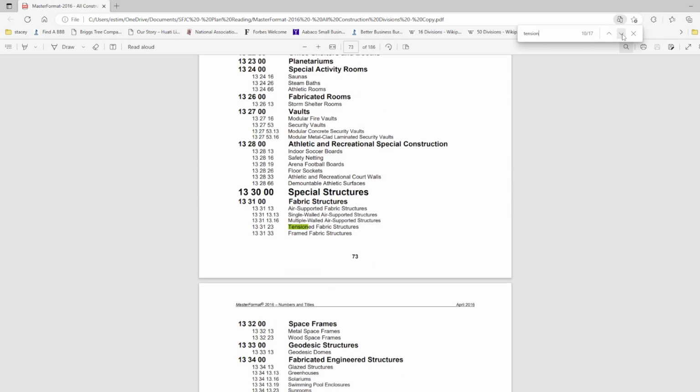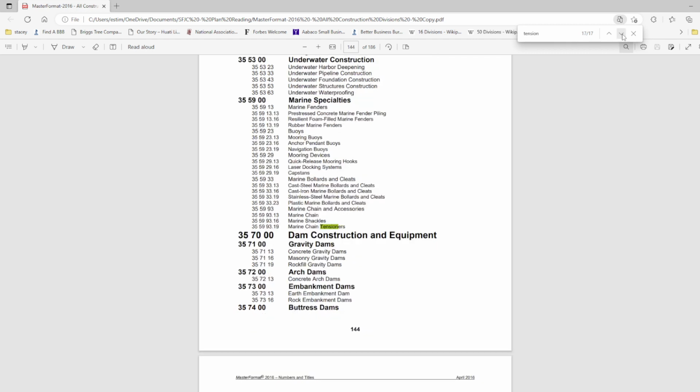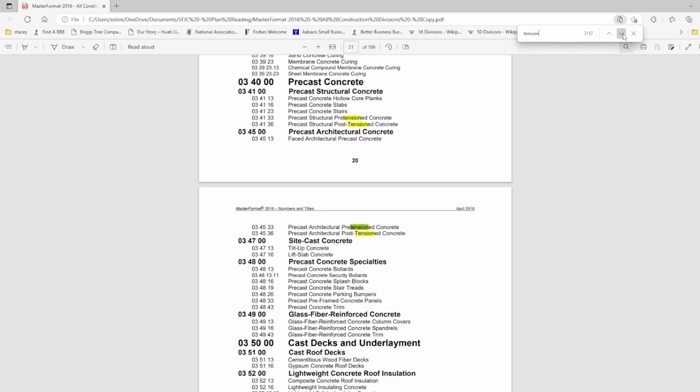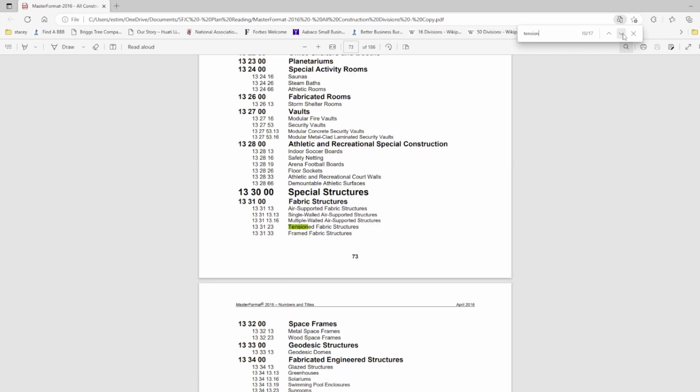Here we go. Tension rod and cable truss, tension fabric structures, tension, a lot of tensions. Let's go down. Marine chain tensioners, post tension concrete. Okay. So concrete is division 03. Did I already go through and it just took me back? Tension rod cable truss assemblies. Yeah, I think I did.